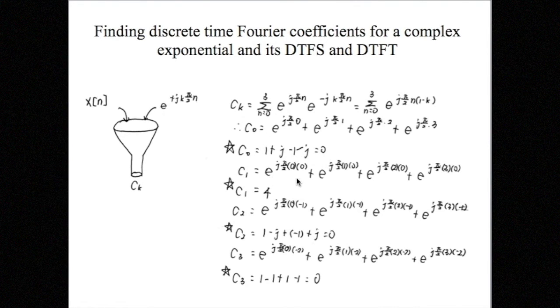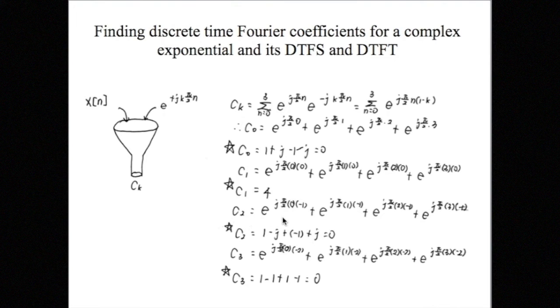c1 equals e to the power of j pi over 2 times 0 times 0 plus e to the power of j pi over 2 times 1 times 0 plus e to the power of j pi over 2 times 2 times 0 plus e to the power of j pi over 2 times 3 times 0. So c1 equals 4.